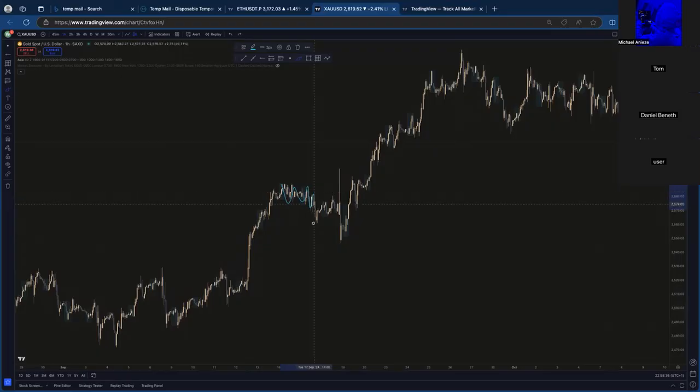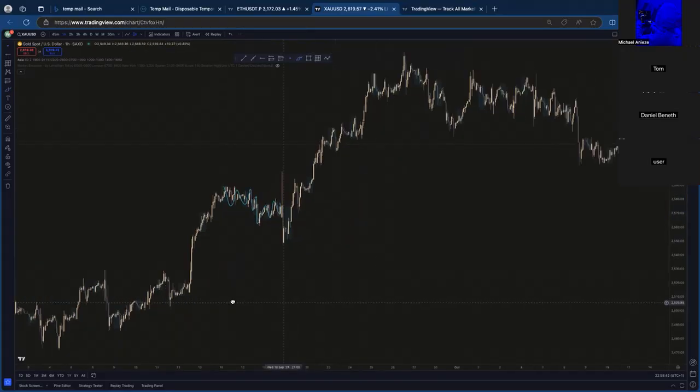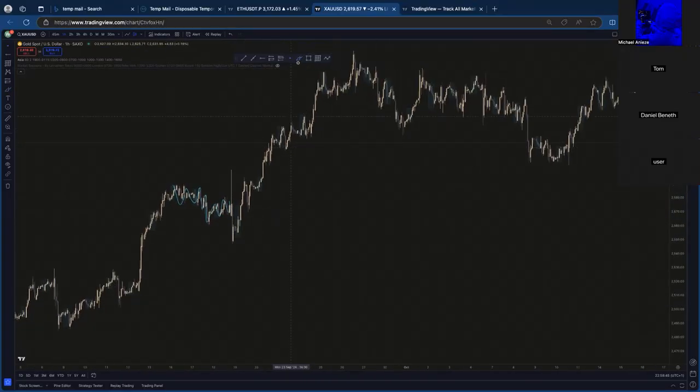Can you see? Substructure. These small substructures helped formulate what? This price action. And this is what? The minor structure. This is the minor structure right here that helps break the structure.